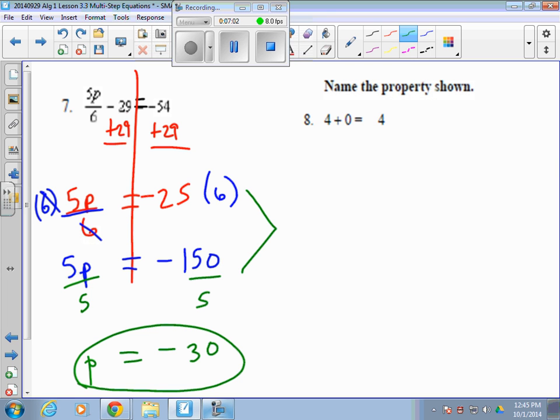Number 8 says name the property. It's 4 when it starts, it's 4 when it finishes. That is the identity property. And it is of addition because it's talking about addition, not multiplication.